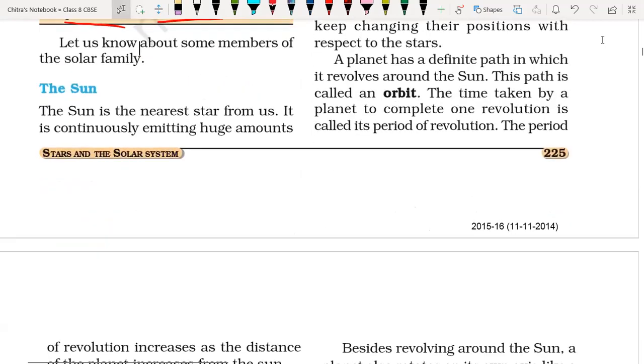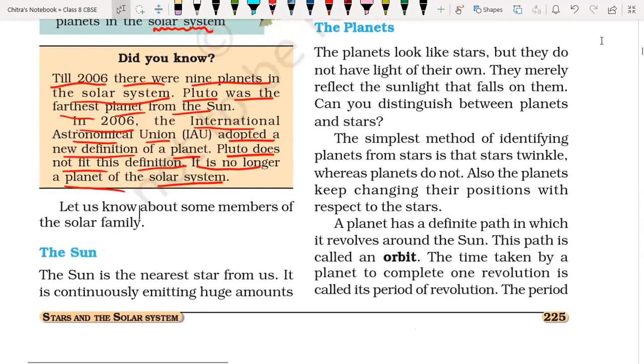So first we're gonna discuss the sun. The sun is the nearest star to our earth in our solar system. It is continuously emitting a huge amount of heat and light energy.